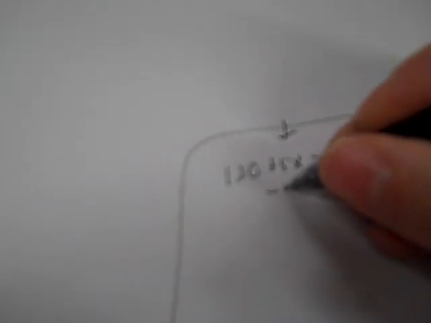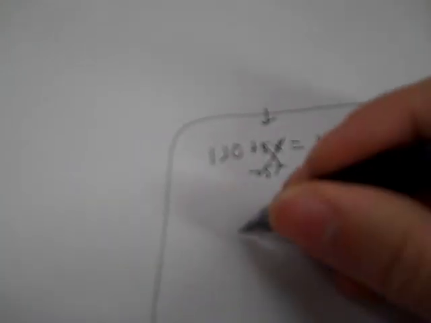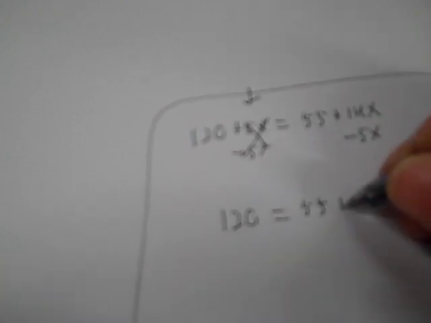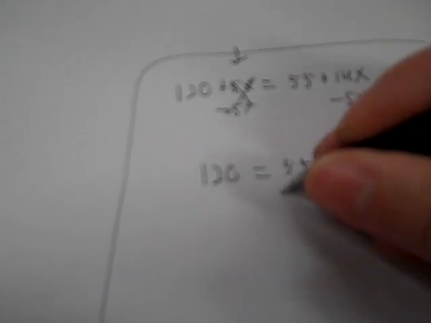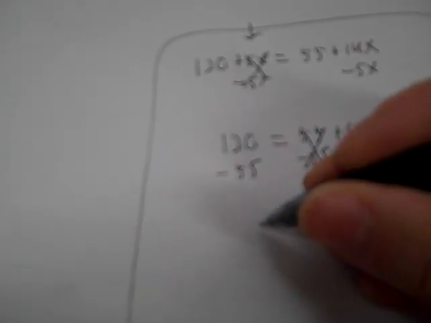Okay, we have X on both sides, so we have to take the smaller one to 0 by subtracting 5X from both sides, and then subtracting it from 14X. So it's going to be 120 equals 55 plus 9X. Now I have to take the 55 to 0, so subtract 55 and subtract 55. So 120 minus 55 is going to be 65 equals 9X. Then divide by 9.